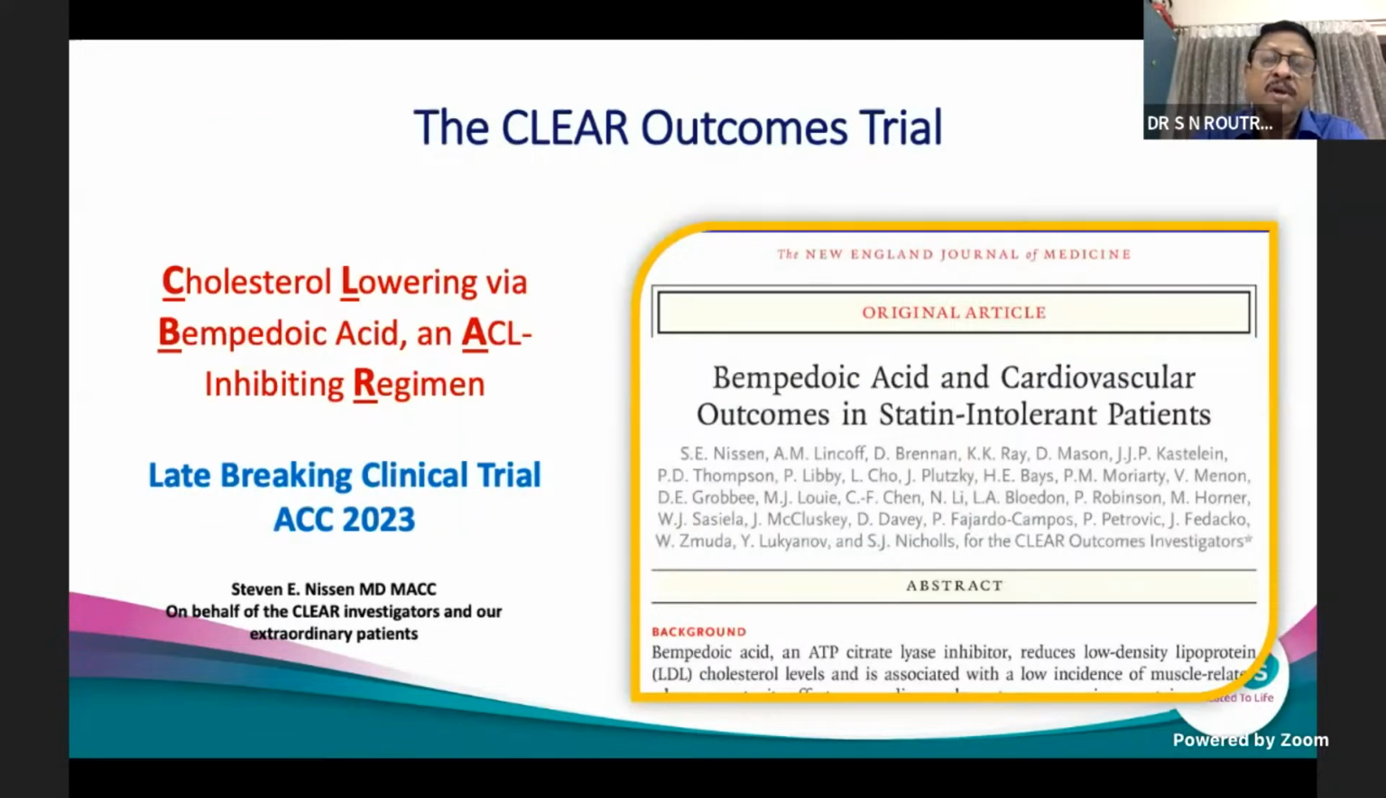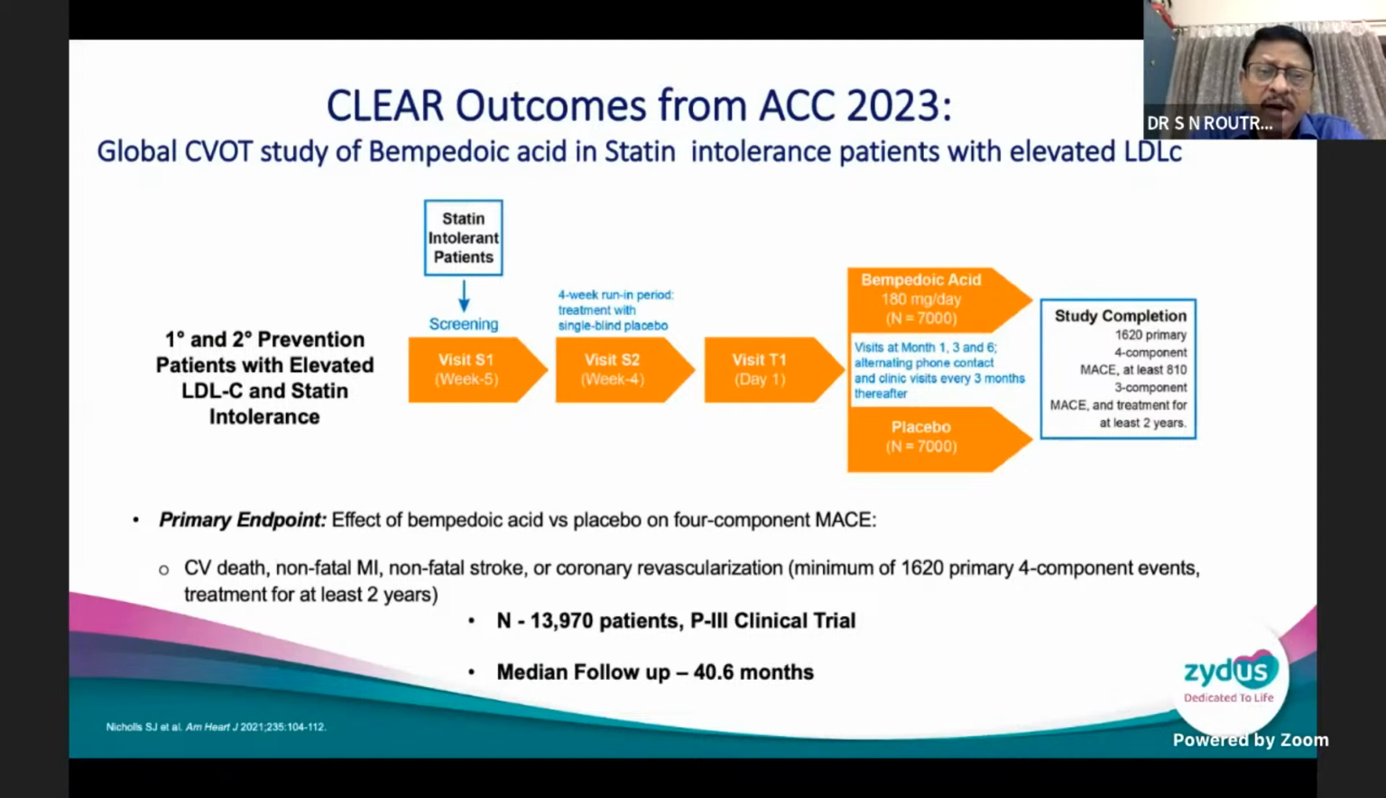So if you see it here, this is the trial which we are going to discuss today, because this trial has shown the evidence that it reduces the cardiovascular endpoint, the CVOT trial. This is the CLEAR Outcomes trial, the Cholesterol Lowering via Bempedoic Acid, an ACL-Inhibiting Regimen. So ATP citrate lyase inhibiting regimen. This came as a late-breaking clinical trial at ACC 2023, and recently it has been published in NEJM, the New England Journal of Medicine.